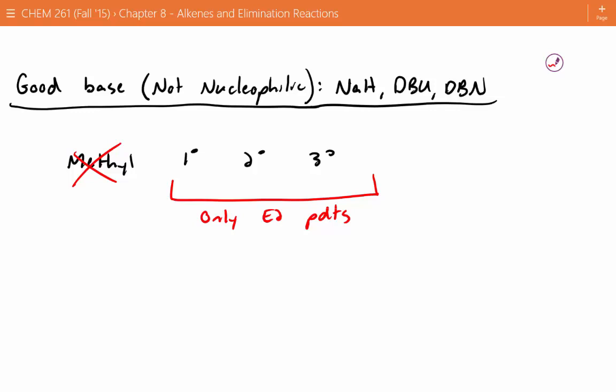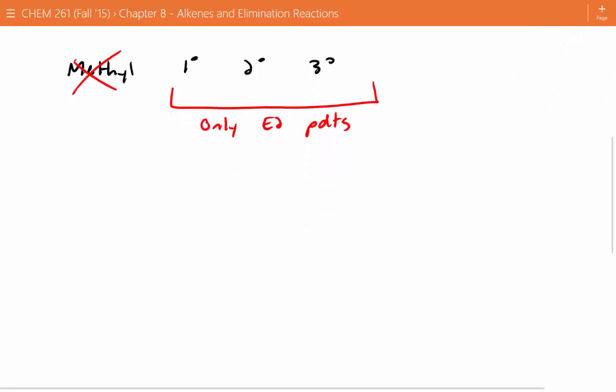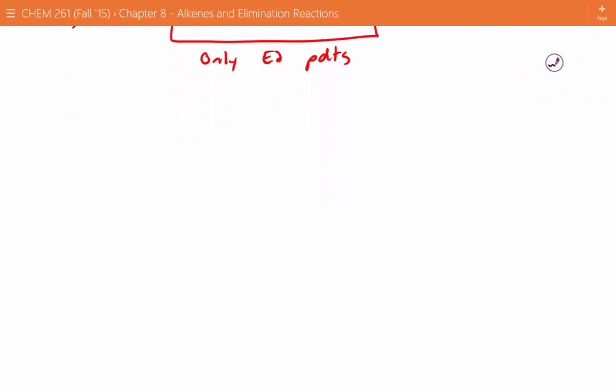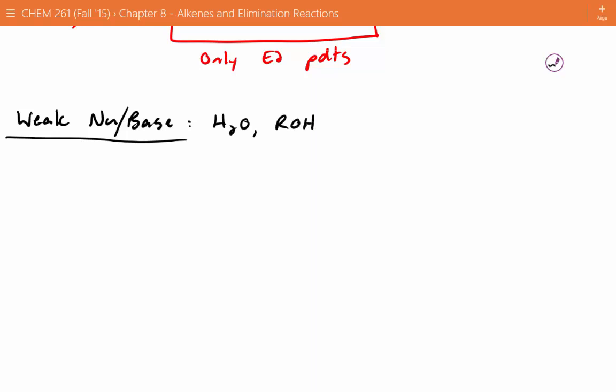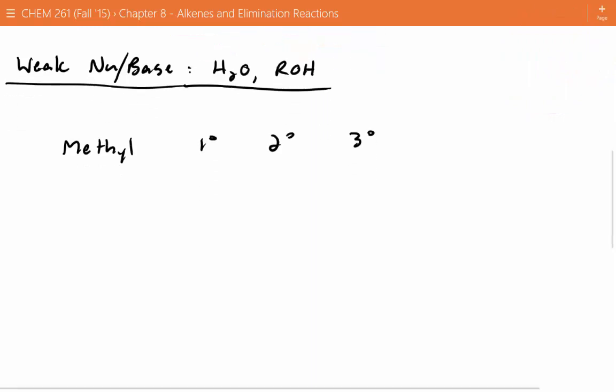All right. Now, the last part that's tricky. Or actually, we've got one more before we get to the tricky part. What if we've got a weak nucleophile or base? Something like water or an alcohol. So I'm going to call our alcohol ROH. Could have methyl, primary, secondary, or tertiary. If we've got a weak nucleophile or base, will this favor SN1, SN2, E1, or E2?